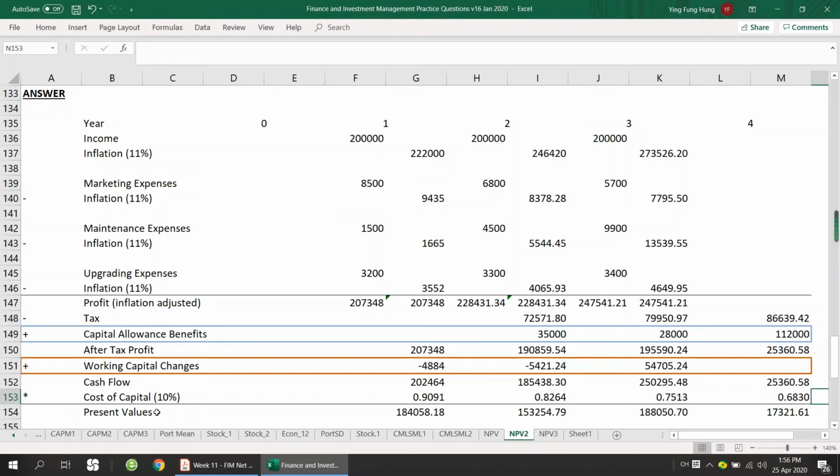Now, to calculate the present value, basically what we do is take the cash flow and multiply it by the discount factor. In this case, we will skip year 0 for a while. I'm going to explain this later. We start with year 1 first. For year 1, we take the cash flow of 202.464 thousand, and we multiply this by the discount factor of 0.9091, and this will give us a present value for year 1, which is equivalent to 184.05818 thousand.